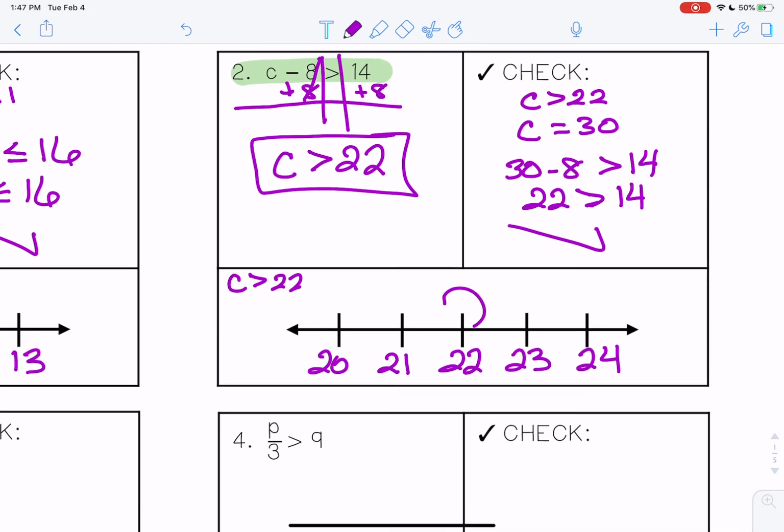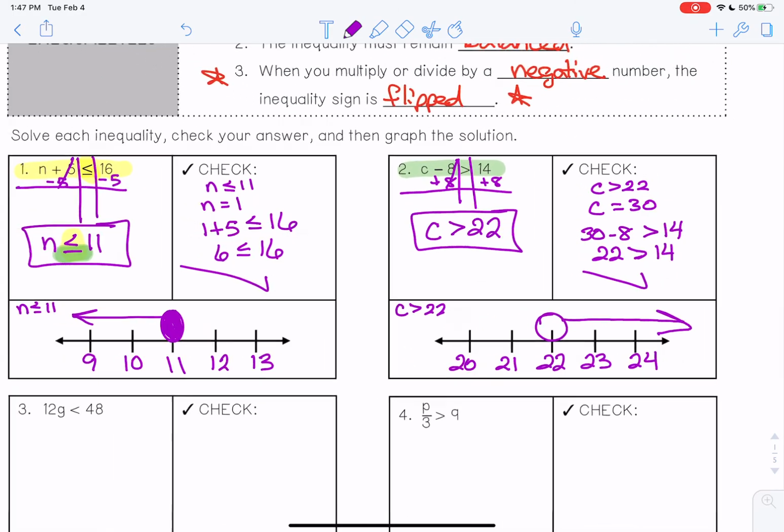I'm going to put my bubble on our answer, which is 22. It's going to stay open because I don't have that equal sign under the greater than. And if C is all the numbers bigger than 22, then my arrow is going to point towards all the numbers bigger than 22.